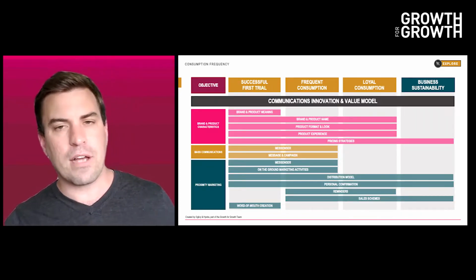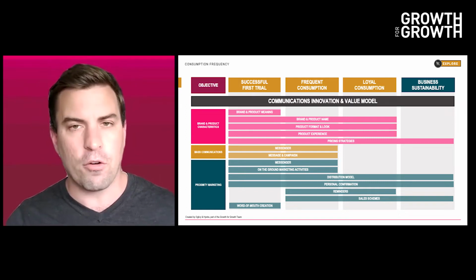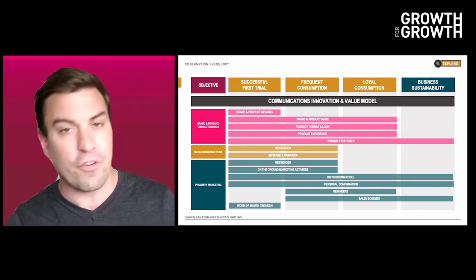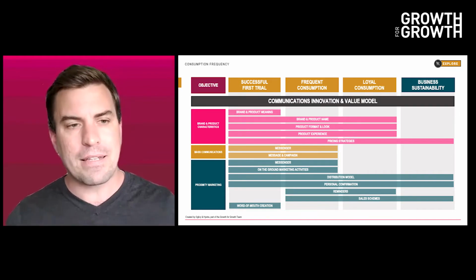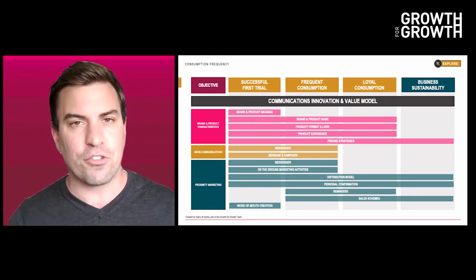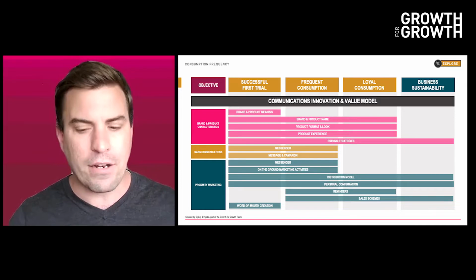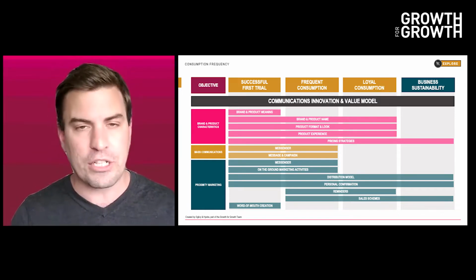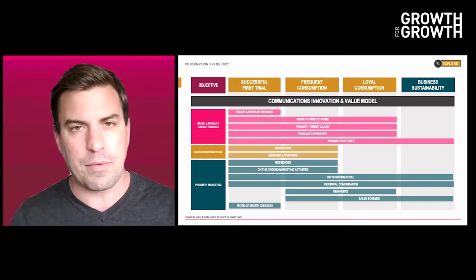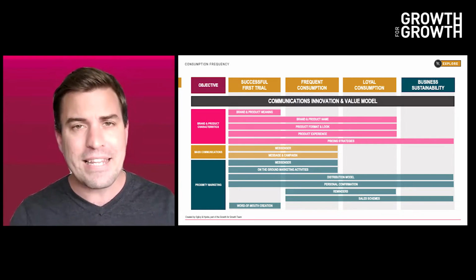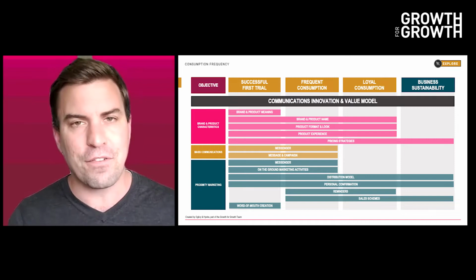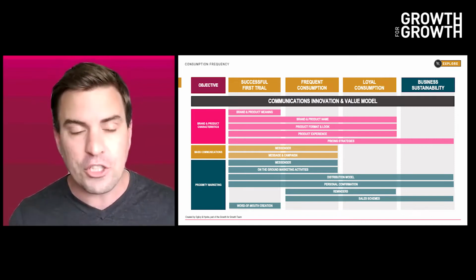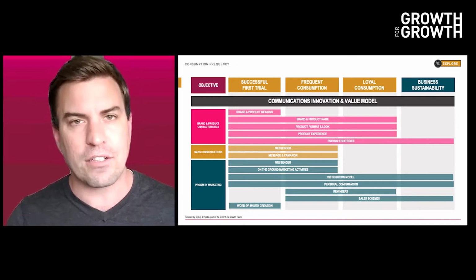As we look at these four pillars of our outcomes, we've unpicked these into three different stages of focus. So we have brand and product characteristics, we have mass communications that can help us to achieve this, and we have proximity marketing. So within these three buckets of different opportunities for innovation, we then have many different tactical areas.